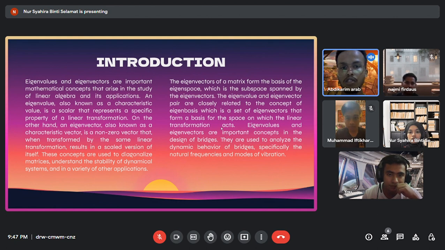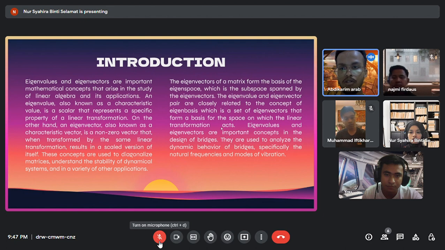Eigenvalue and eigenvector are important concepts in the design of bridges. They are used to analyze the dynamic behavior of bridges, specifically the natural frequency and modes of operation. So thank you, and that's all.